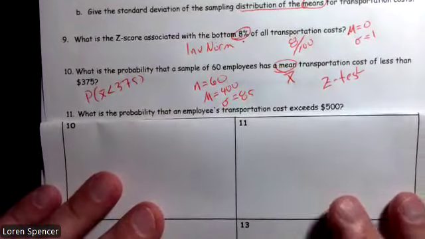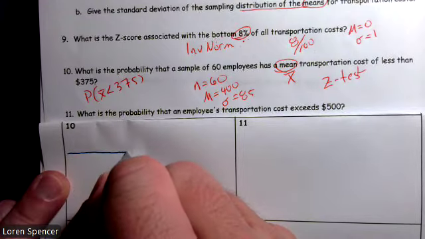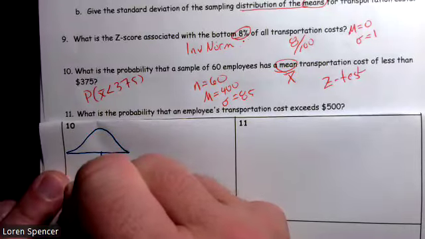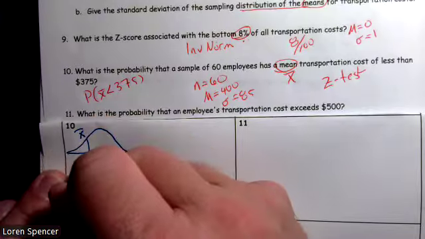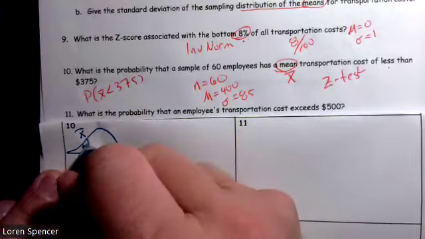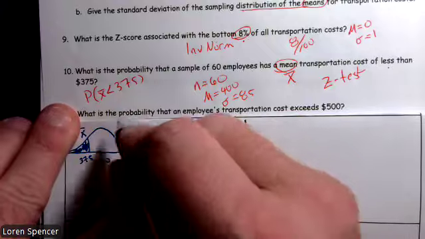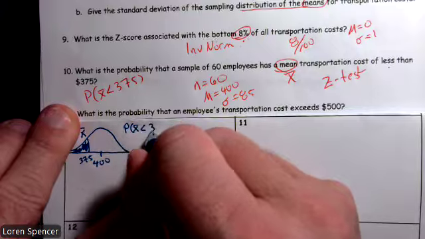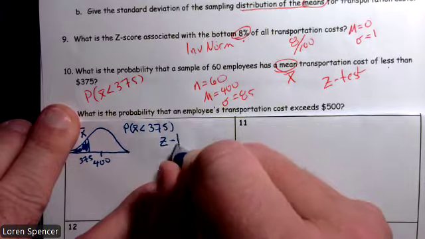All right, let's draw a picture of what we have here. We're normally distributed with a mean of 400. Our X bar is 375. And it says less than, so that means I'm shading to the left. So our probability statement is the probability that X bar is less than 375. We want a z-test.